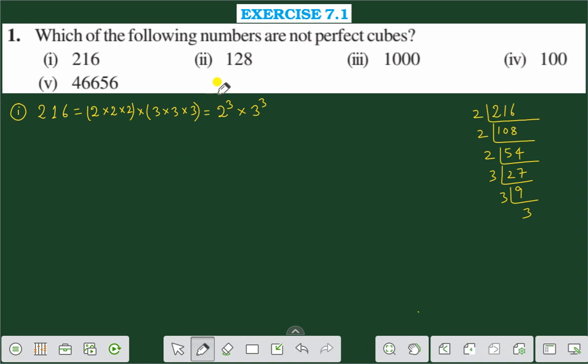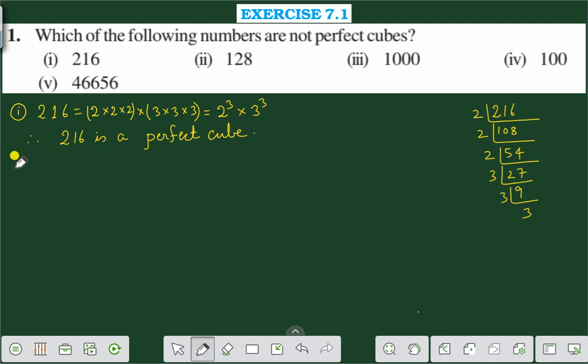Here you see, we got the cube of all the numbers, 2 cubed and 3 cubed also. That we can say that 216 is a perfect cube.